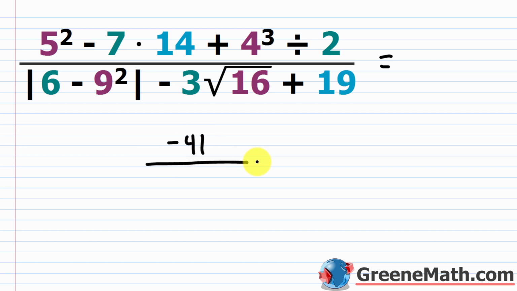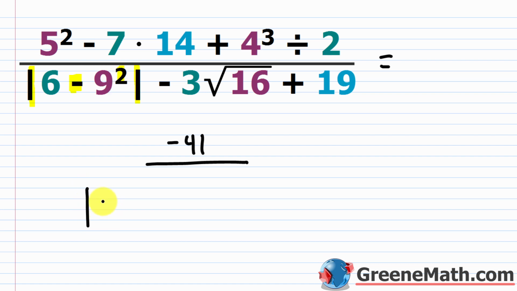Now, for the denominator, we have grouping symbols. Again, if you have absolute value bars, those are grouping symbols, so they are going to be the highest priority here, just like parentheses. So I want to work inside of here first. I have 6 minus 9 squared. Inside of here, I have subtraction and an exponent operation. The exponent operation has the highest priority, so 9 squared is done first. That's going to be 81.